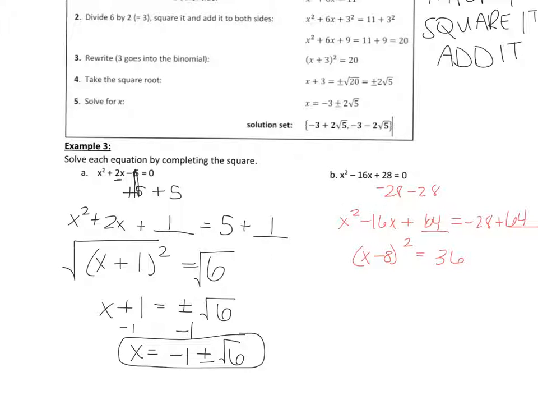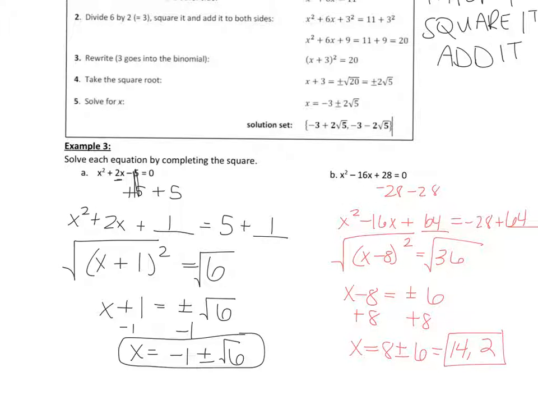So now why did I do that? Well, because it makes it easy to solve. I just have to square root. So I have x minus 8 equals plus or minus square root of 36, which is 6. I'm going to add 8 to both sides to get x by itself. And so I have 8 plus or minus 6. 8 plus 6 is 14. And 8 minus 6 is 2. So those are my two solutions.